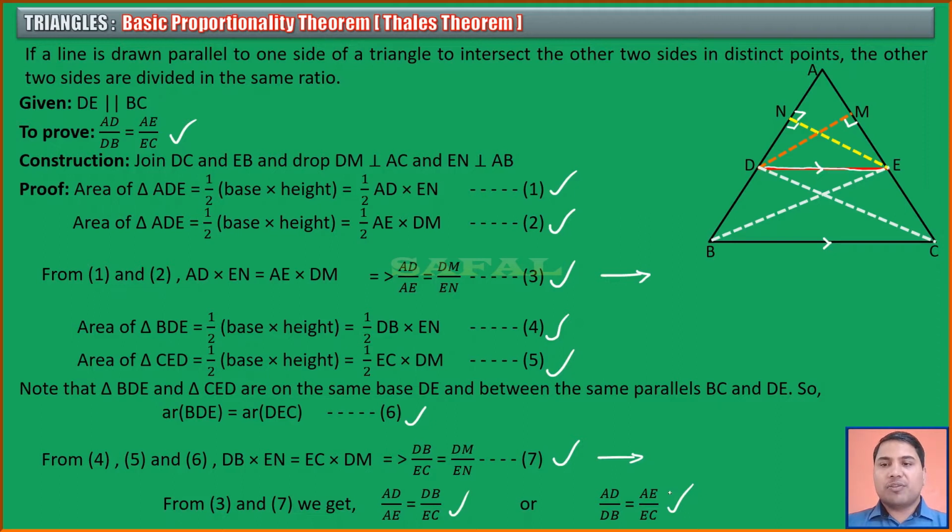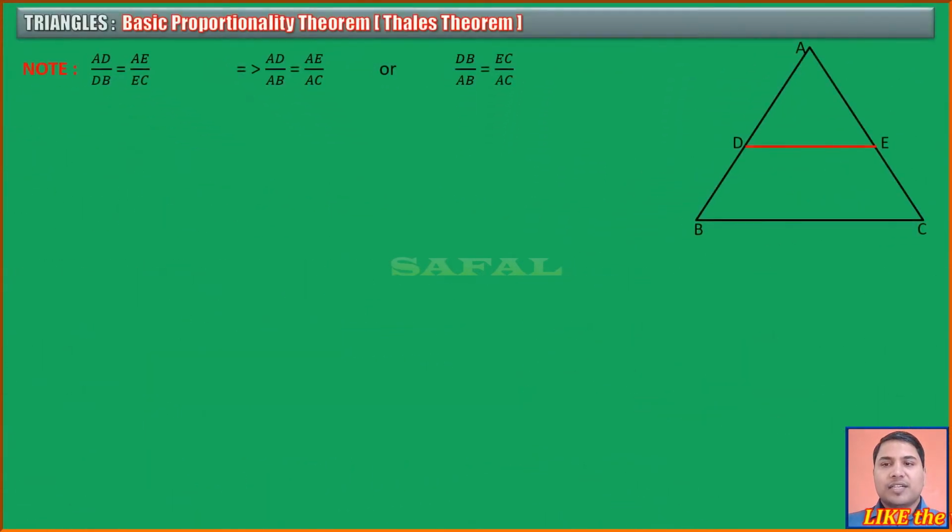Whenever a line is drawn parallel to one side of a triangle to intersect the other two sides, the two sides get divided in the same ratio. Now two more forms of this theorem are there, which you need to keep in mind. So AD by DB equals AE by EC, this we just now proved.